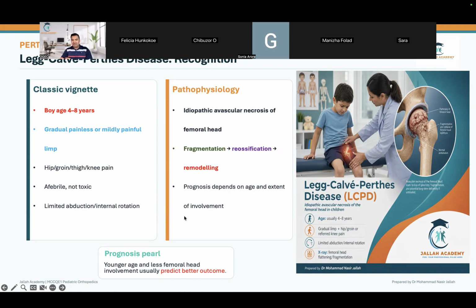Prognosis depends on the age and extent of the involvement. Younger age and less femoral head involvement usually have a better outcome. And this is very important. They might ask you what is the better prognosis for this condition? Younger age, less femoral involvement. So if the age is younger and the femoral head is less involved, it will have a better prognosis.